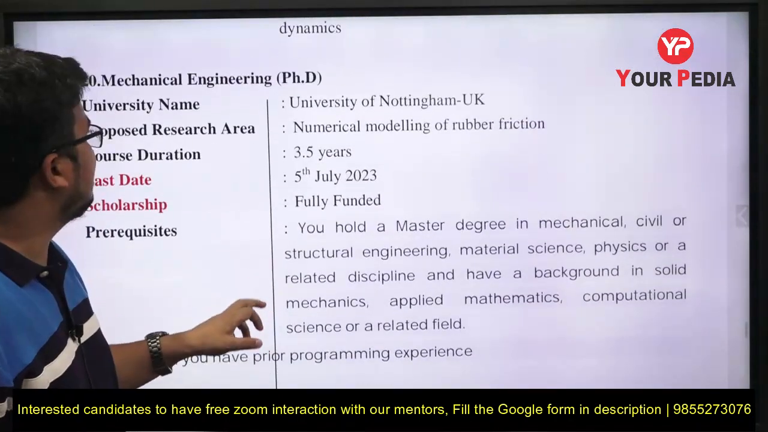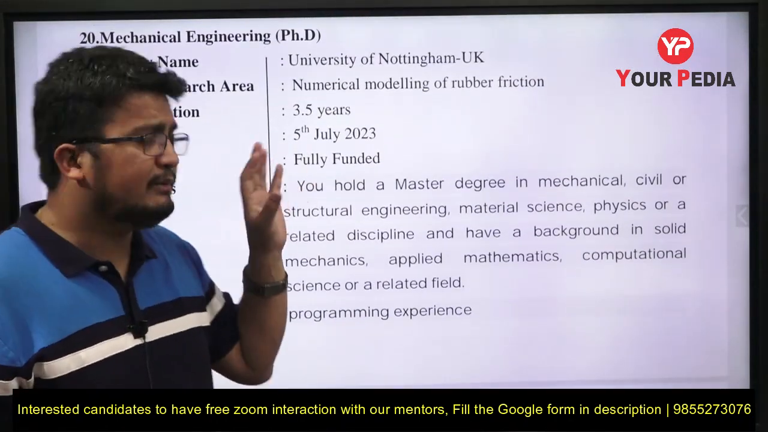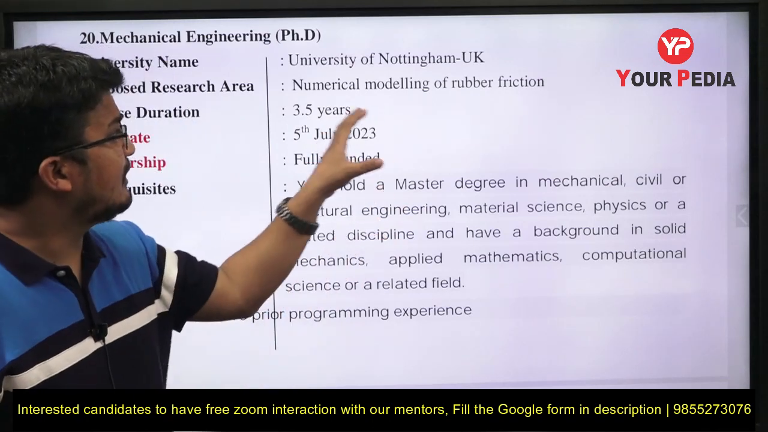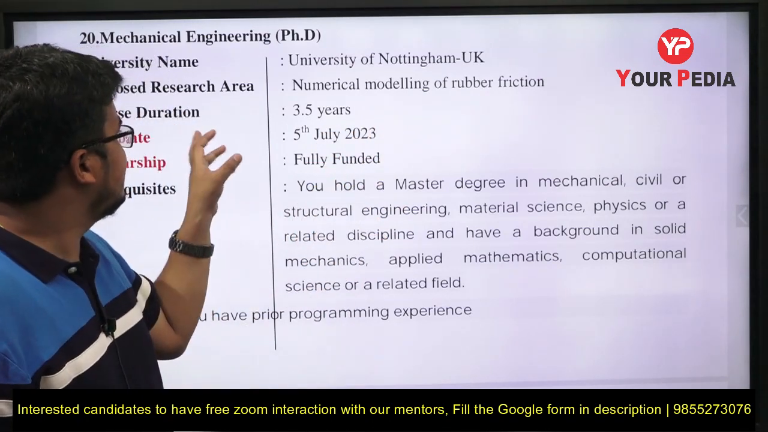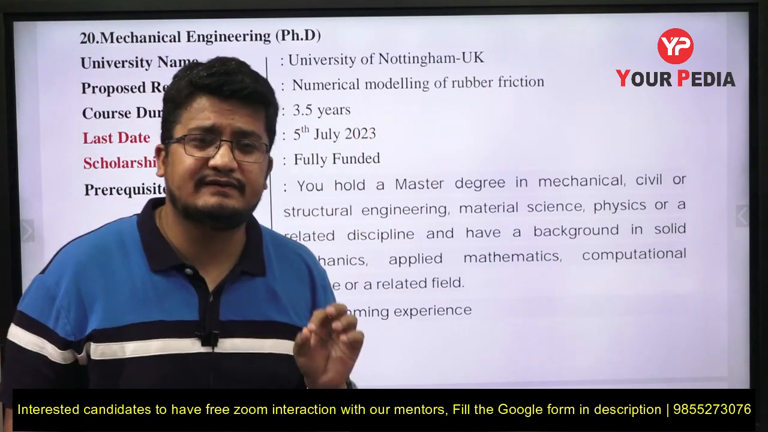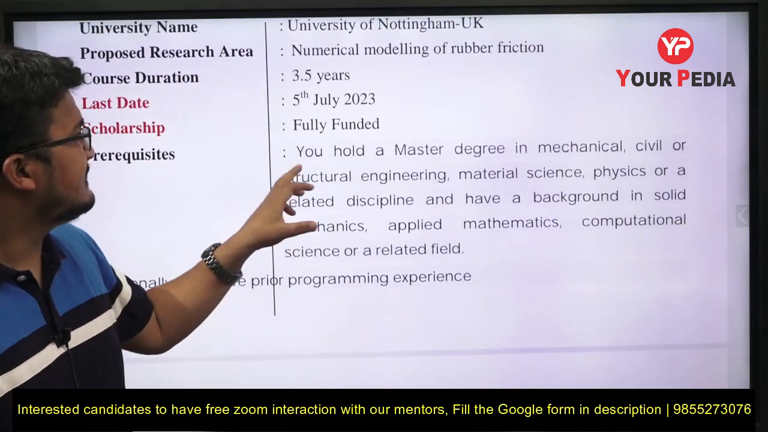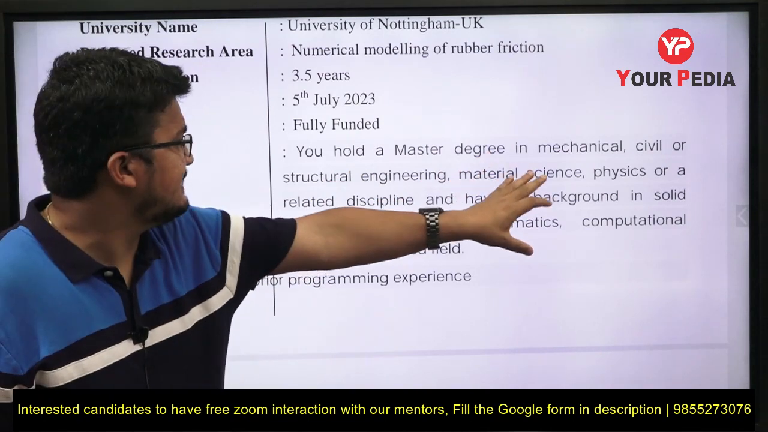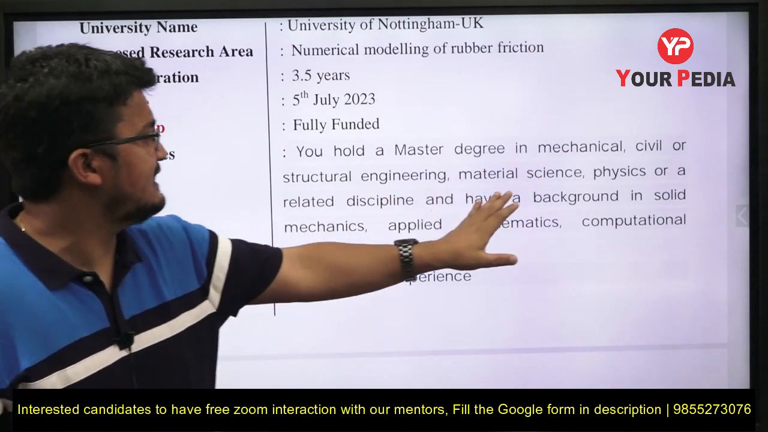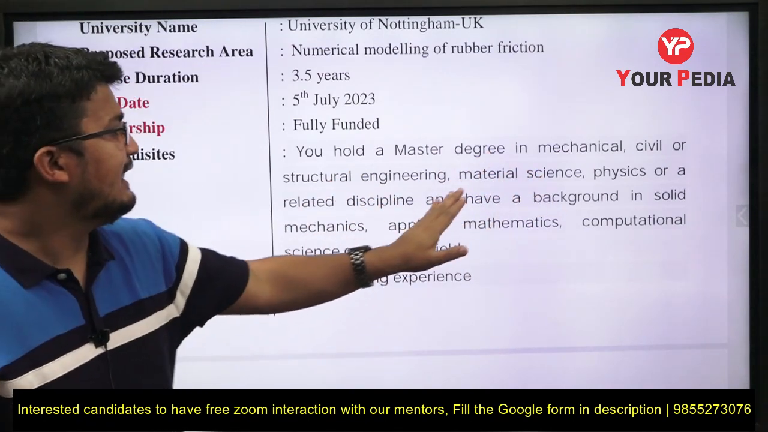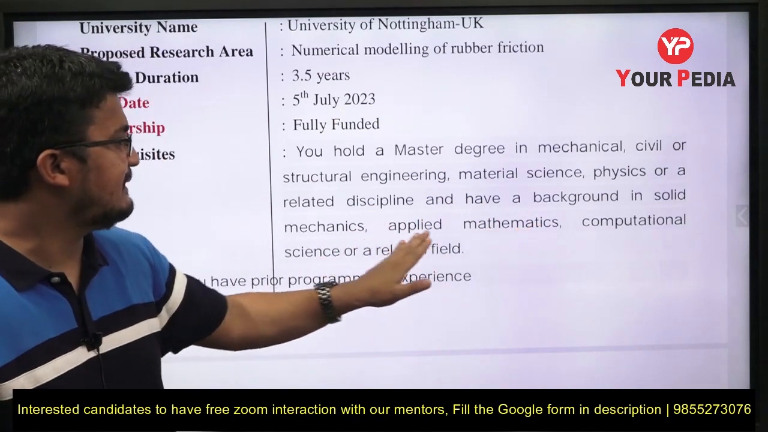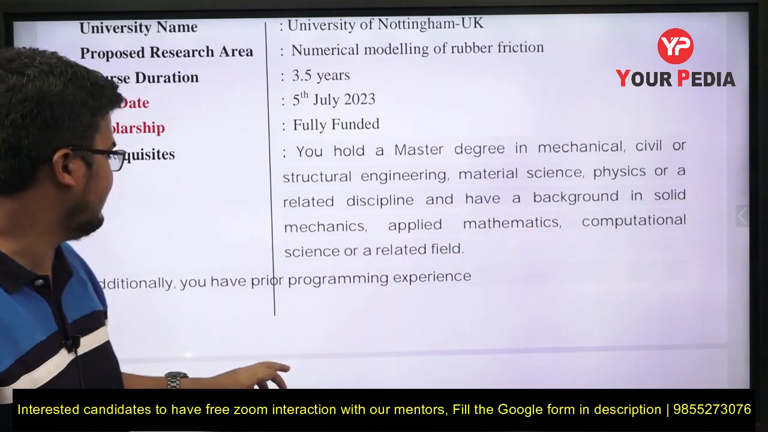The next is coming in Mechanical Engineering, University of Nottingham, UK. The research area is numerical modeling of rubber friction. Duration is, guys, 3.5 years. Last deadline is 5th of July. It's a fully funded position. What are the prerequisites? You must hold a master degree in mechanical, civil, or structural engineering, material science, physics, or a related discipline, and have a background in solid mechanics, applied mathematics, computational science, or a related field.